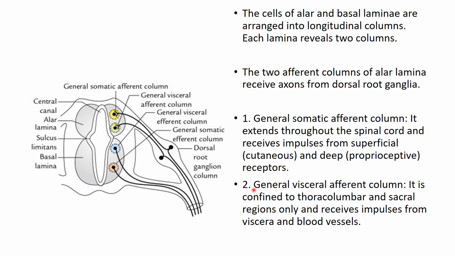Now let us see the second column. It is the general visceral afferent column, green in color. It is confined only to the thoracolumbar and sacral regions, and it receives impulses from the viscera as well as the blood vessels. It is mainly concerned with the autonomic nervous system. The first one is concerned with bringing the sensory impulses from the somatic nervous system, that is the musculoskeletal system.